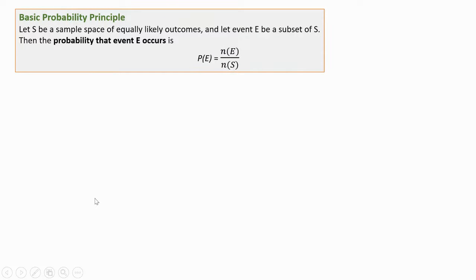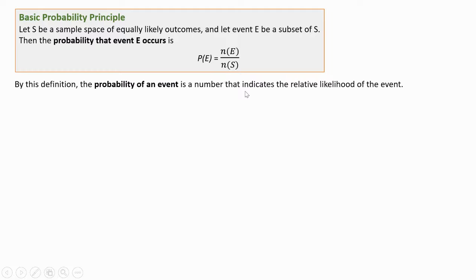Okay, now, all this is leading to basic probability principles. And here's the definition. Let S be the sample space of equally likely outcomes, and let the event E be a subset of S. Then the probability that the event E occurs, the probability of E, is equal to N of E over N of S. N of E is the number of elements in E, and N of S is the number of elements in S. Okay?